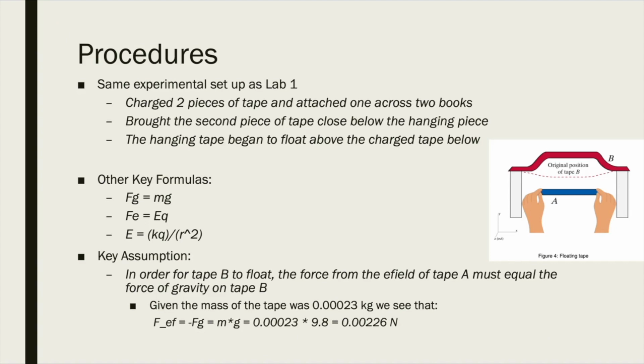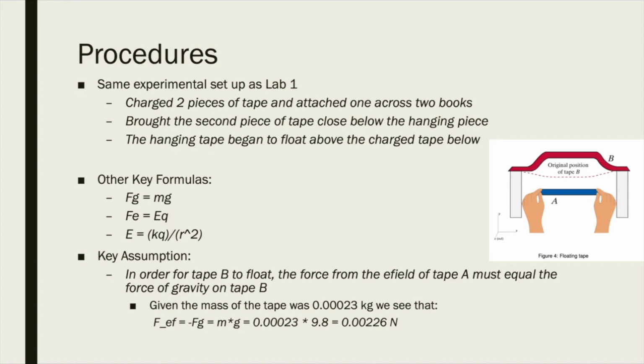The procedures for this lab were the same setup as lab 1, as shown in the illustration. We see two charged pieces of tape, one attached to two books and one hanging below it. And the hanging tape began to float above the charged tape when we brought the lower piece closer to it.